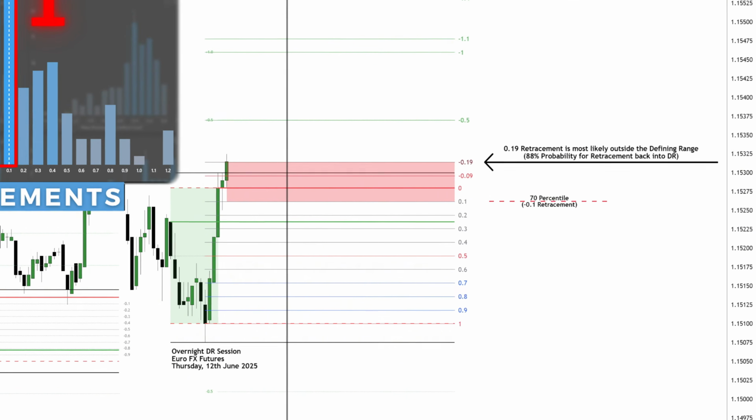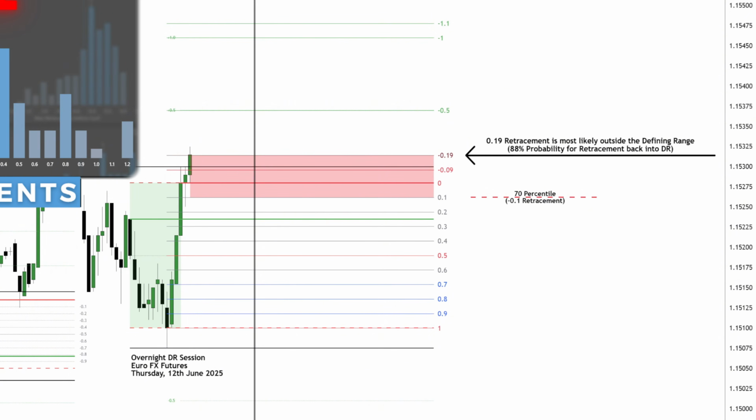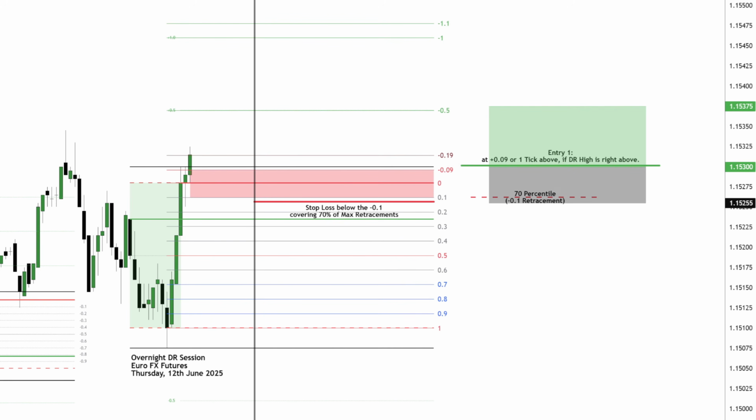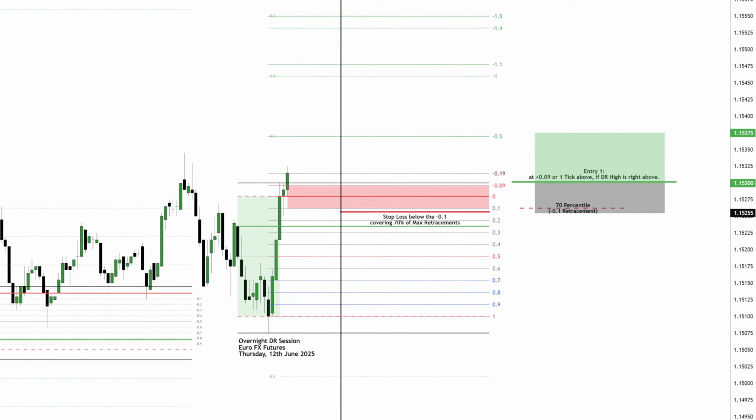Since the plus 0.19 level is most likely outside the defining range, you reduce this zone to the plus 0.09 level. For your first entry zone, you ideally enter at the plus 0.09 level or one tick above it. For an entry in that area, it is therefore wise to cover the minus 0.1 level, as you would also cover more than 70% of maximum retracements based on historical events.